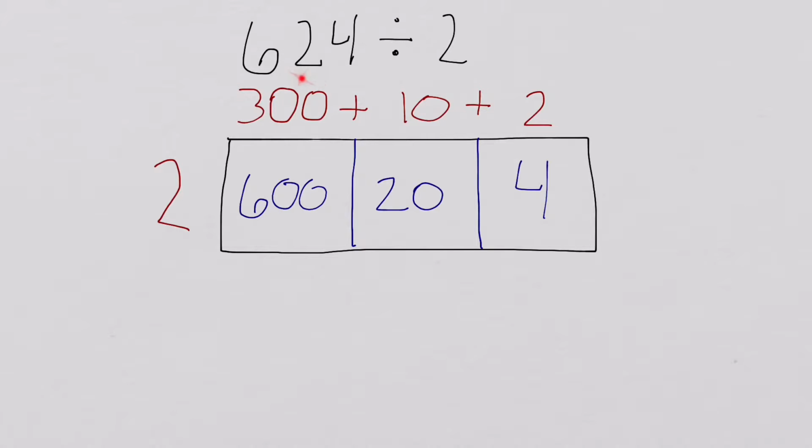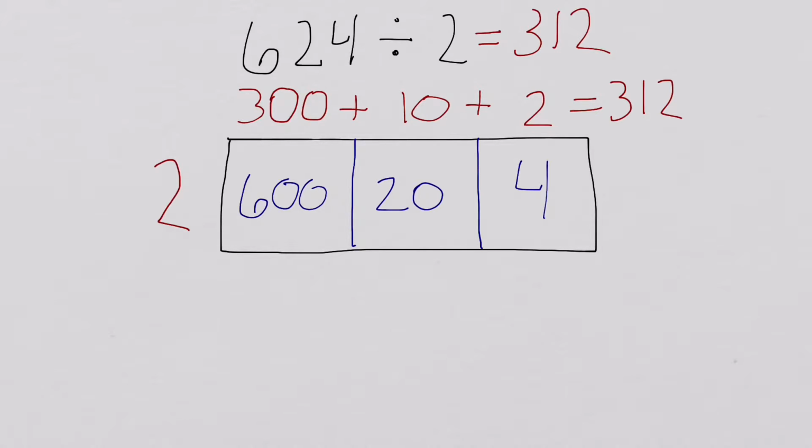And now that we've got our lengths up top, well, that means the total length going from left to right is going to be what? Well, if we add them together, we get 312. So 624 divided by 2 is 312. And that's our first example problem of how to use this method.